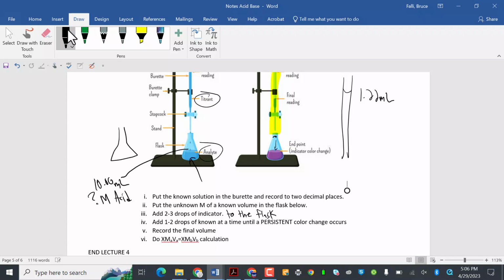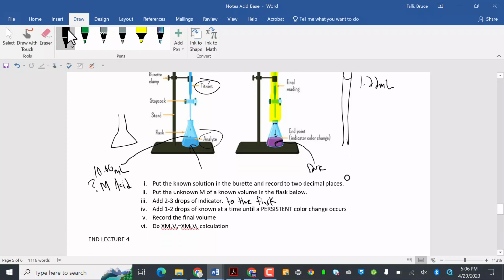Notice how this is a light color. My colorblind self can tell that. And this is a dark color. And I want to know exactly which drop makes that change color and stay that color. And then you record the final volume. Then you do the calculations we just did, and you do the dance of joy. And that's it. And I will say, toodles.